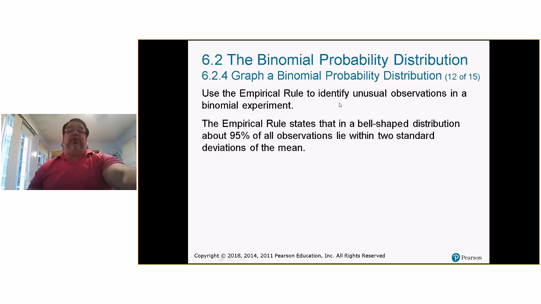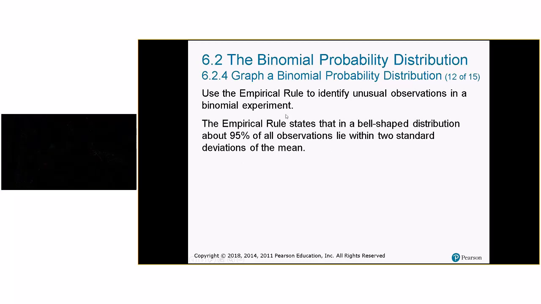Use the empirical rule that we learned back in Unit 1 to identify unusual observations in the binomial experiment. The empirical rule states that in a bell-shaped distribution, 95% fall within two standard deviations. So write down the empirical rule. You're going to need to know that.